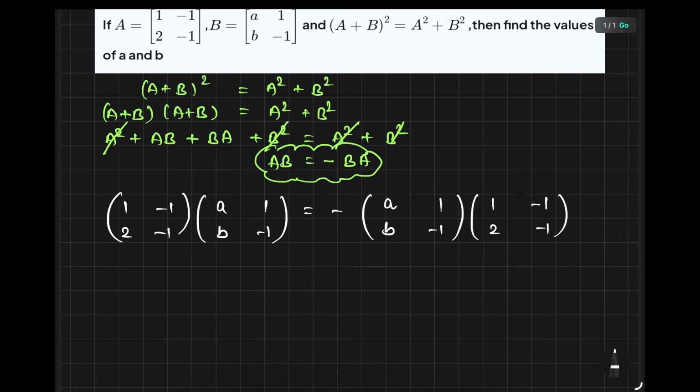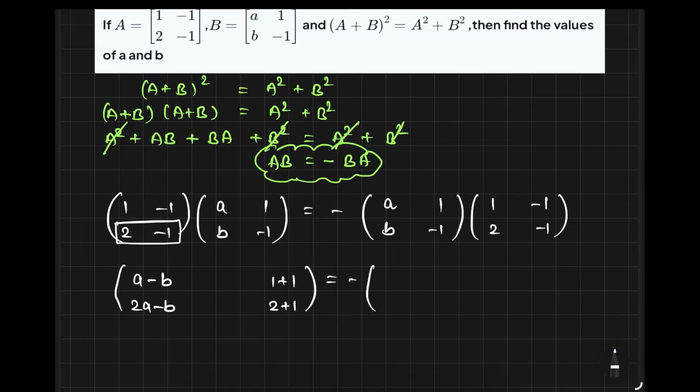Now you can do the multiplication part. To get this element, this is A11, first row, first column, so multiply this with this. So we will have a minus b. Then this is A12, first row with second column, so it is 1 plus 1. Now to get this element, 21, means second row, column 1, so we will have 2a minus b. This is A22, second row with second column, so it is 2 plus 1. Okay, this is minus.